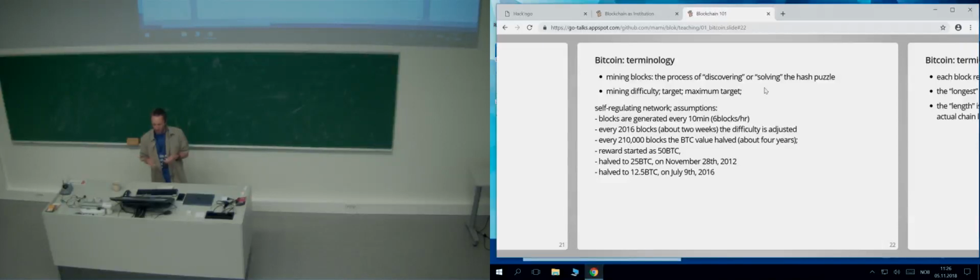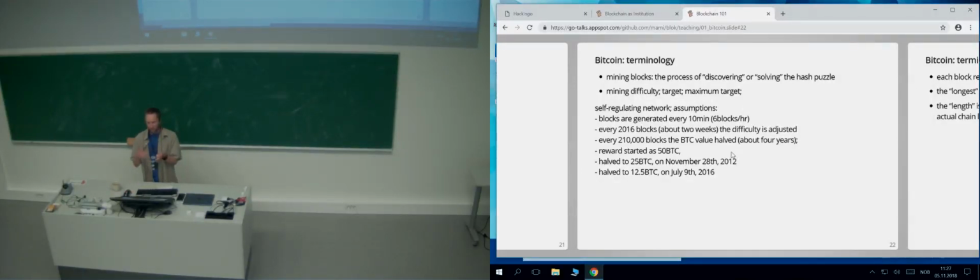The interesting ones are the mining blocks, so solving this puzzle, which I explained to you. And you have to do it by brute force. So you're basically using your GPU or special processing units specifically designed to crunch the hashes to come up with a hash which has those properties.